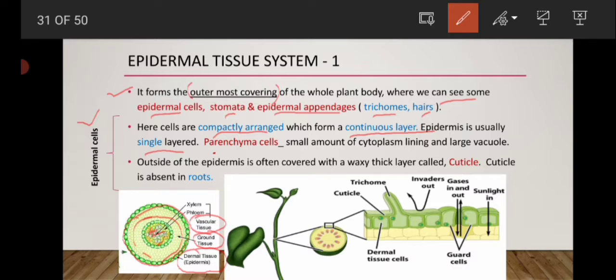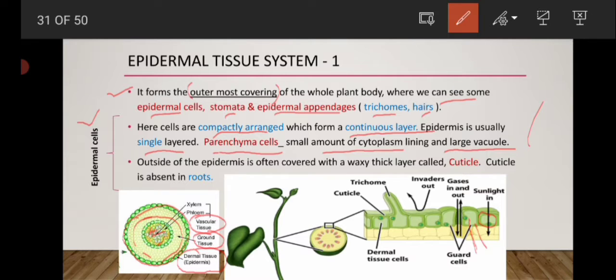Now epidermal cells are actually parenchyma cells, and they have a small amount of cytoplasm lining and large vacuoles. Here you can see this is an epidermal cell, and in this cell we can see the large vacuole, this part, and a small cytoplasm lining, this green colored part. So they are made of parenchyma cells. Those cells have a small lining of cytoplasm and large vacuoles.